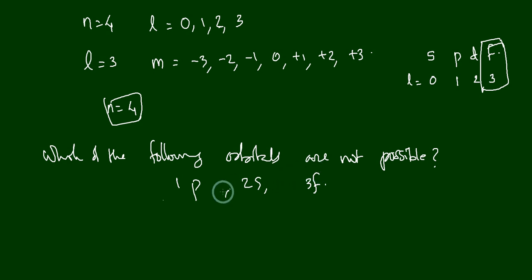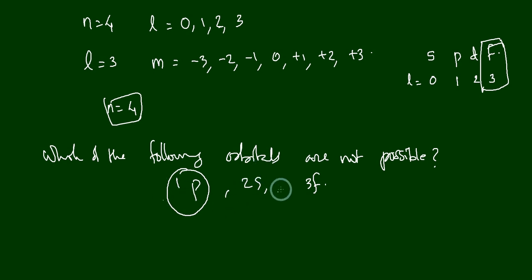Here, the first number represents the principal quantum number. If you are seeing this kind of notation, here 1 represents the principal quantum number, here 2 represents the principal quantum number, and 3 represents the principal quantum number. So if 1 is the principal quantum number, the only subshell possible is s. So 1p is not possible.